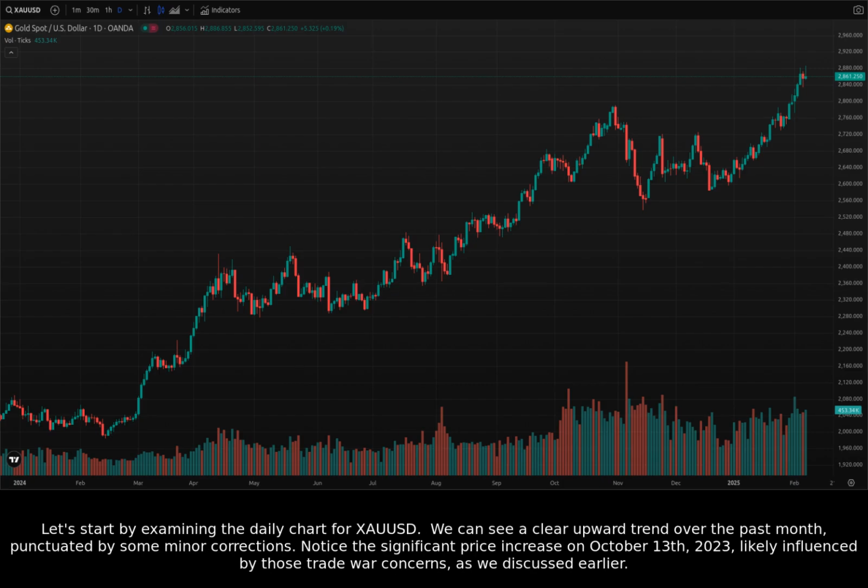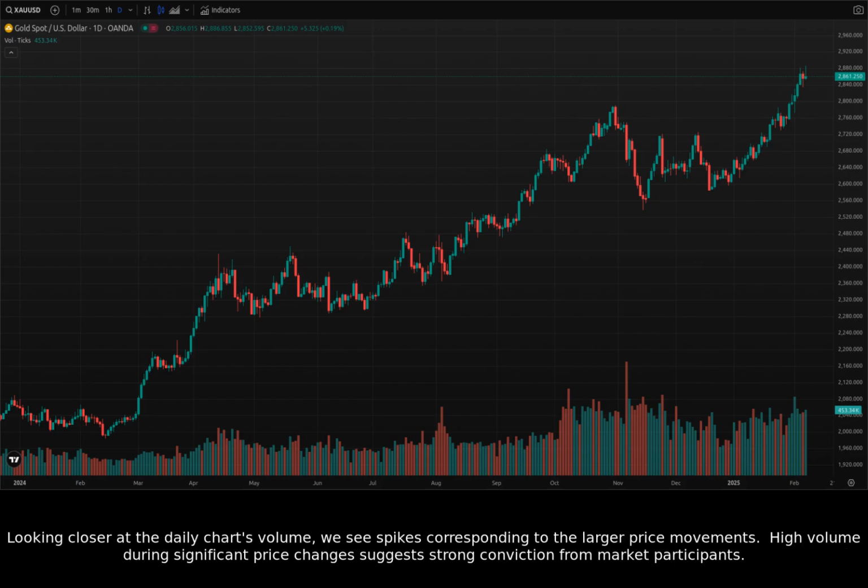Let's start by examining the daily chart for XAUUSD. We can see a clear upward trend over the past month, punctuated by some minor corrections. Notice the significant price increase on October 13, 2023, likely influenced by those trade war concerns, as we discussed earlier. Looking closer at the daily chart's volume, we see spikes corresponding to the larger price movements. High volume during significant price changes suggests strong conviction from market participants.